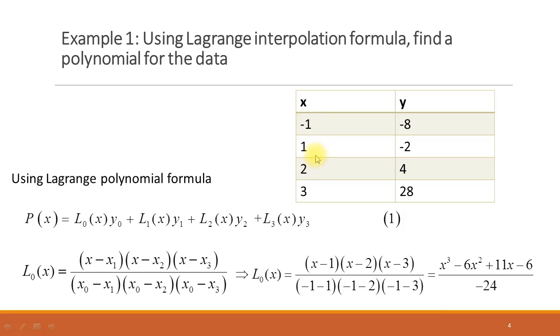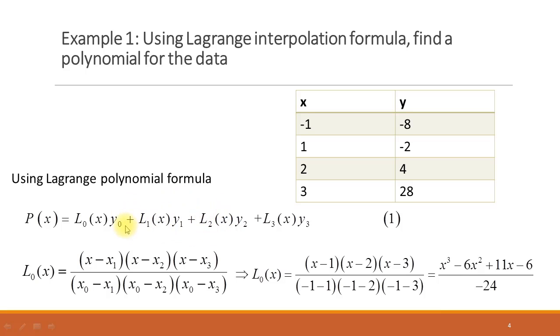But dear students, this point is very important: the Lagrange interpolation formula works for equally spaced data also. So whether the data is equally spaced or unequally spaced, we can use it for the Lagrange interpolation polynomial. So for this data, p of x is equal to L0 of x y0 plus L1 of x y1 plus L2 of x into y2 plus L3 of x y3. This is equation number 1, and this is the required Lagrange interpolation formula.